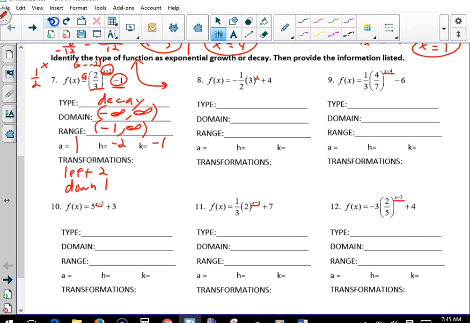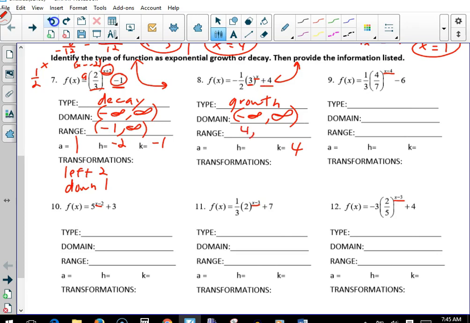Number 8. Who's holding the balloon? 3. If it's a number bigger than 1, then it is growth. Remember, growth generally looks like this. The domain on all of these, again, like we said, is negative infinity to positive infinity. The range we get from our k, 4.